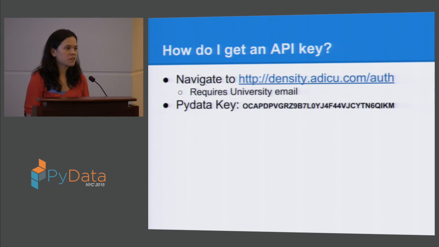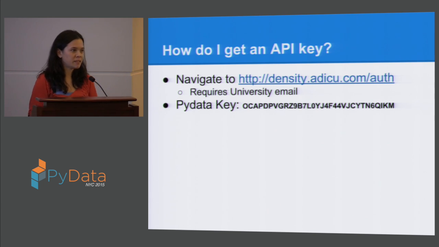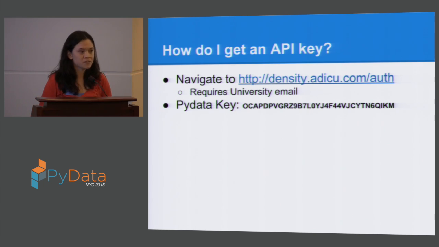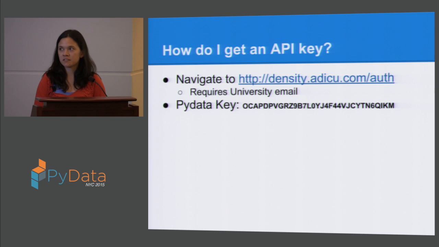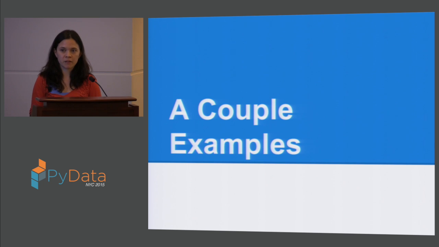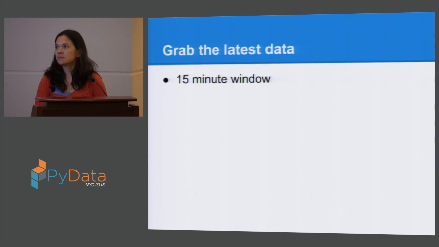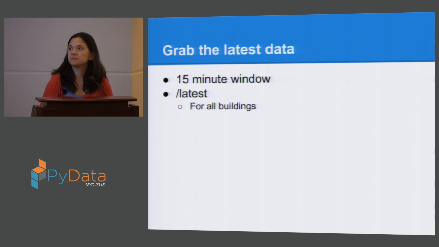So actually, as part of PyData, we are sharing this data with the PyData community. So this is the key you all can use. If you are a member of Columbia, you can just use your Columbia email to get access to the API. And so I'm just going to show a couple examples of the kinds of things that we are sharing with the Columbia community. As I said, data is supplied in a 15-minute window.